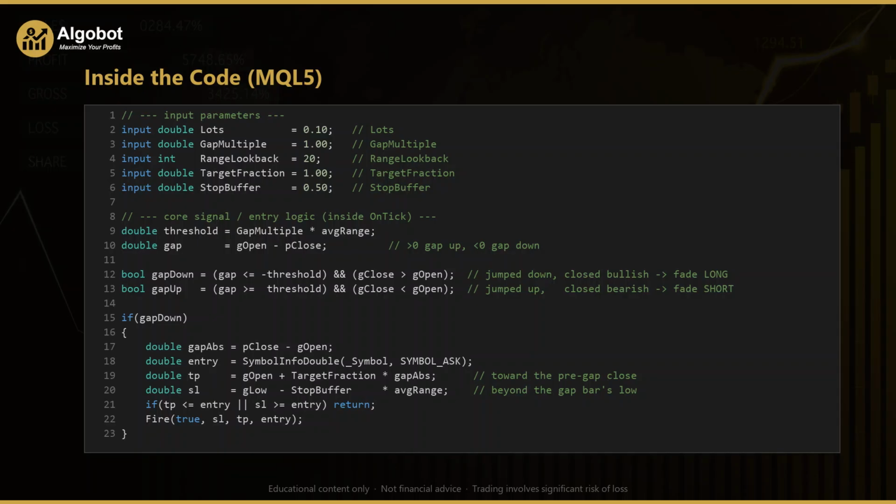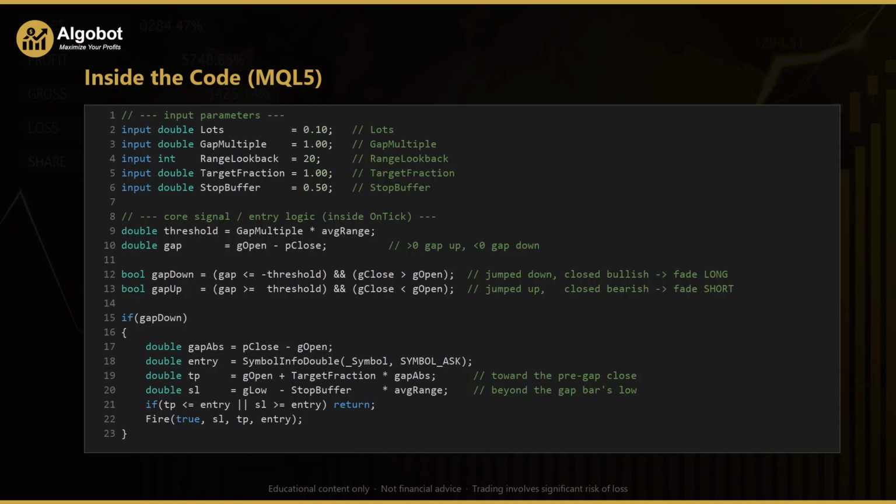Now to the signal logic. The strategy first computes the threshold by multiplying GapMultiple by the average range. It then measures the gap as the gap bar's open minus the prior bar's close. A positive number means a gap up, and a negative number means a gap down.